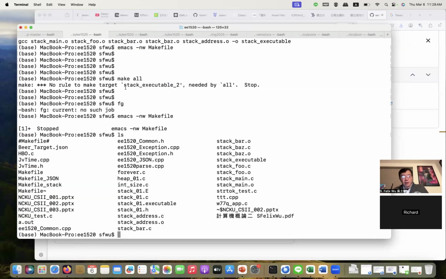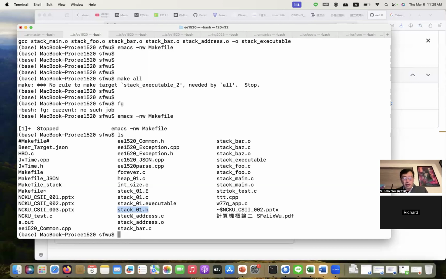If you take a look at this directory, I do have stack_main.c and I do have stack_01.h. So those two files are already there. What I'm saying is that those two files you need in order to make stack_main.o, I already have in the same directory. I don't need another two rules with those two targets to generate those two files. Okay, that's what it's saying.